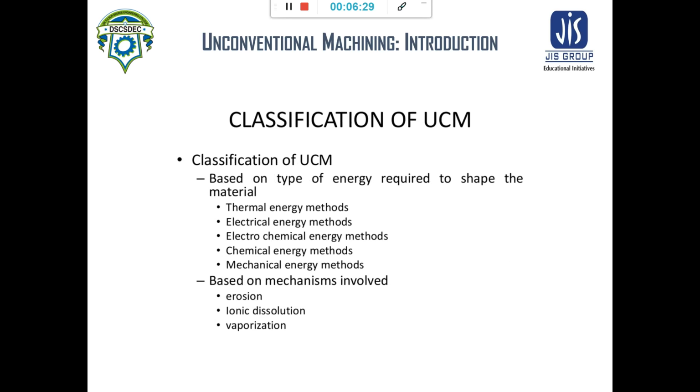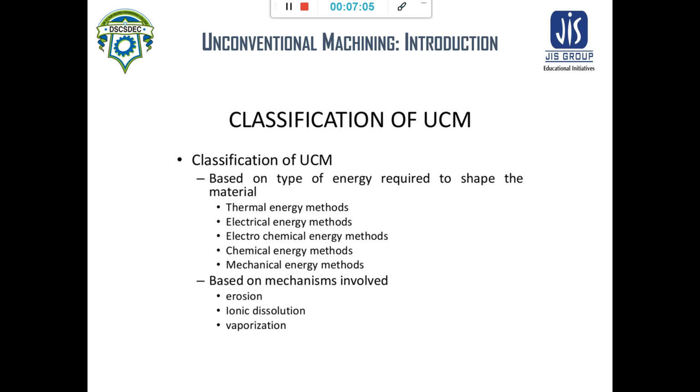So what is the classification? The unconventional machining processes can be classified based on the type of energy required to shape the material. First, on the basis of the type of energy. The first is the thermal energy method, where we use thermal energy to remove the material, or mainly to evaporate the material directly, so as to get the desired shape. That is our thermal energy method.